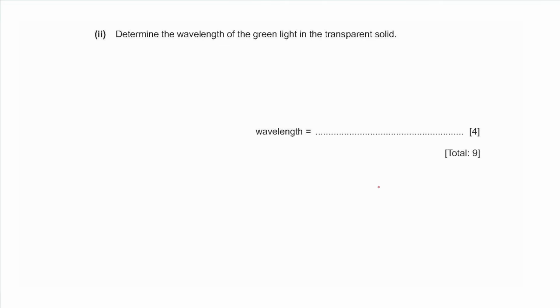Part II says determine the wavelength of the green light in the transparent solid. We need the speed and the frequency to get the wavelength, but we do not have the speed. We can also use another equation for the refractive index. It is equal to the speed of light in air divided by the speed of light in the medium. So the speed of light in the medium or in the solid is equal to 3 times 10 to the power of 8, which is the speed of light in air, divided by the refractive index 1.3.